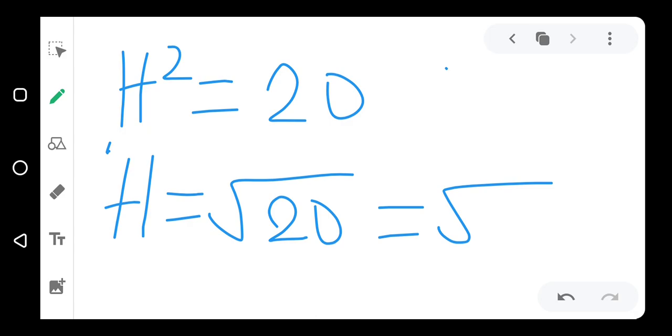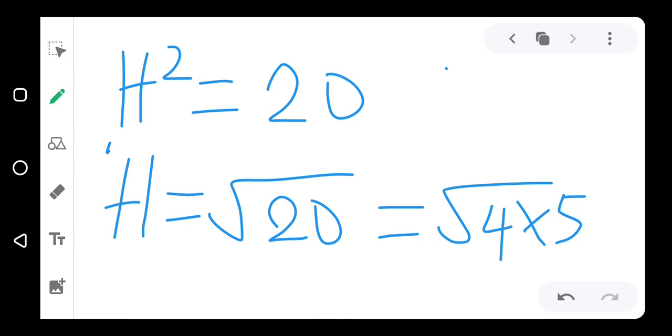What is a perfect square? That is assignment number 1 for you. Find the meaning of a perfect square. Now we have a perfect square. 2 squared is 4. 20 is 4 times 5.